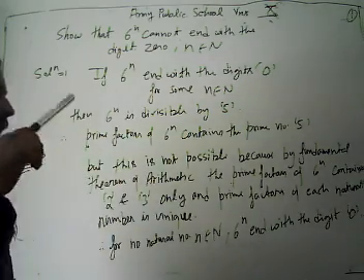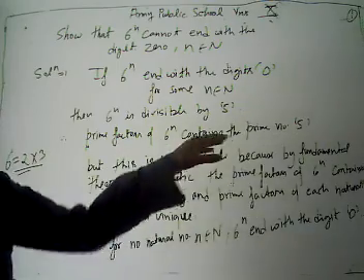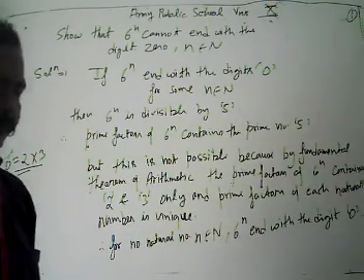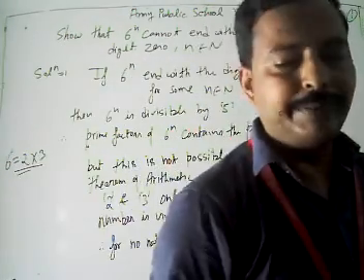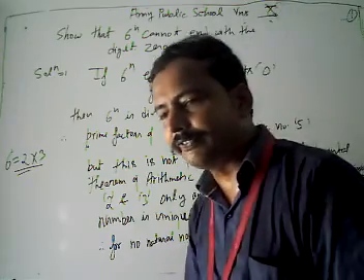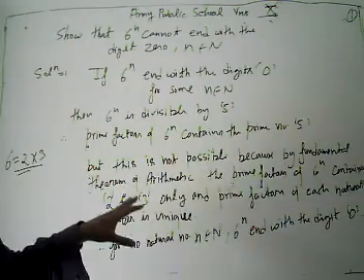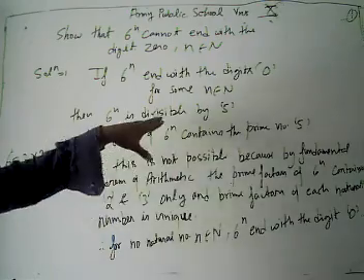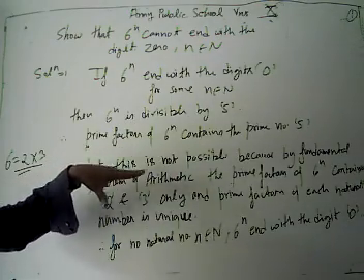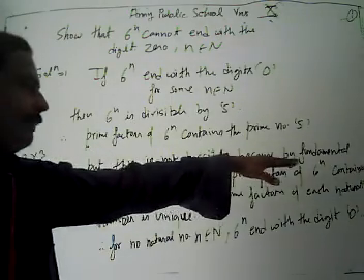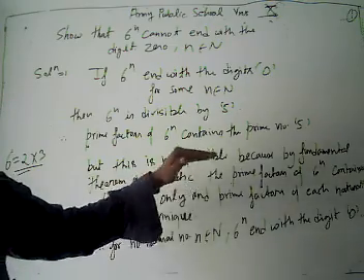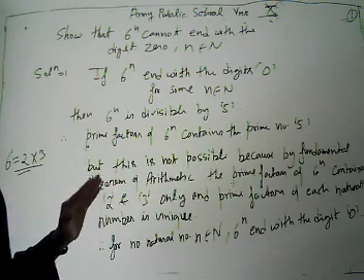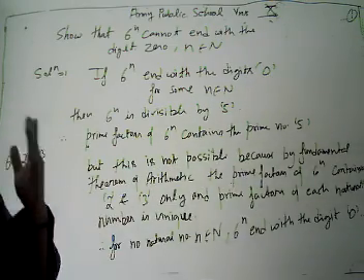Now it's divisible by 5, then the prime factors of 6 to power n contain the prime number 5, because if a number divides another number, then it's one of the factors there. Then 5 is one of the prime factors of 6 to power n if it's divisible by 5. But this is not possible, because by the fundamental theorem of arithmetic, the prime factors of 6 to power n contain, what does it contain?